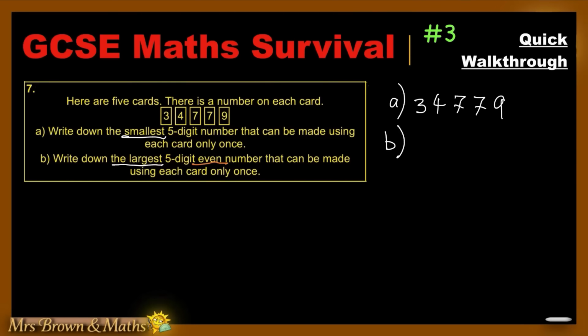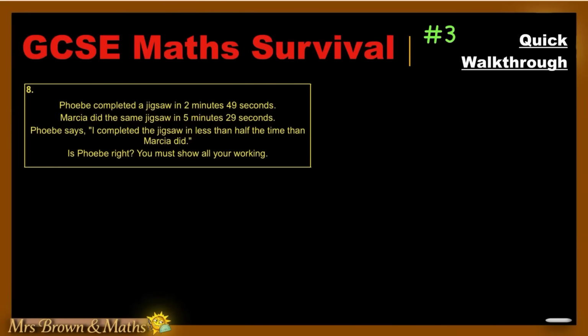For the largest 5-digit even number, the last digit must be even, so it must end in 4. Then put the remaining digits in descending order. 9, 7, 7, 3, 4. The final answer is 97,734.